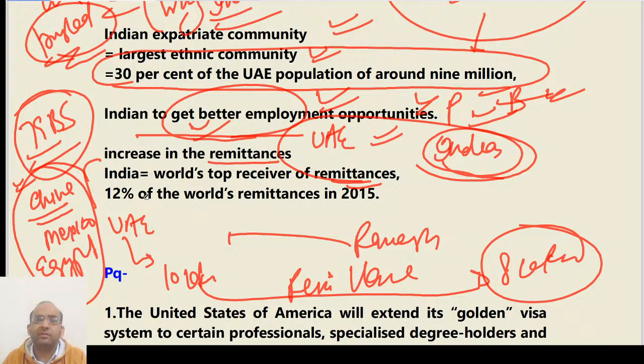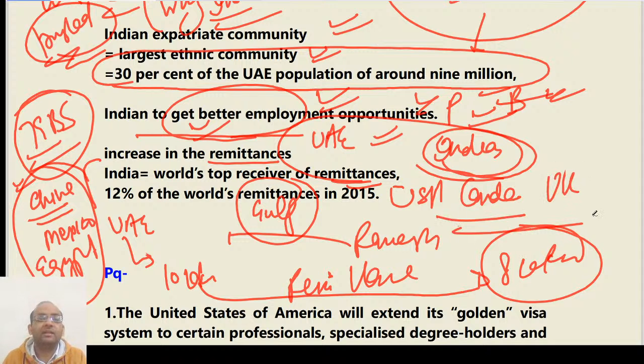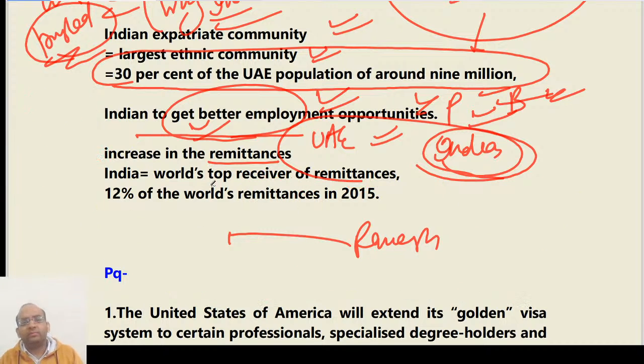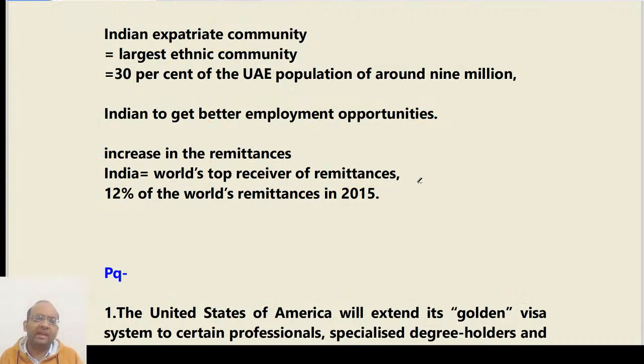And you may get the idea of where these remittances are coming from, that is from developed countries, whether it is the Gulf region, that is Saudi Arabia, UAE, etc., or whether it is America, Canada, UK, France, Germany, etc. That is basically the flow of remittances in the world. And 12% of the world remittances we got in 2015.